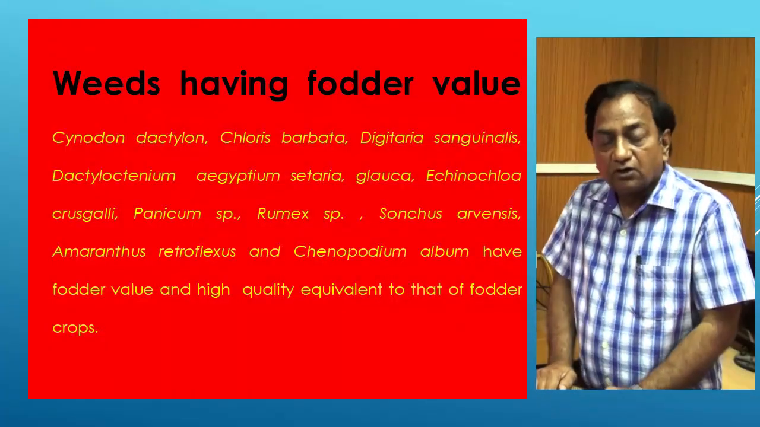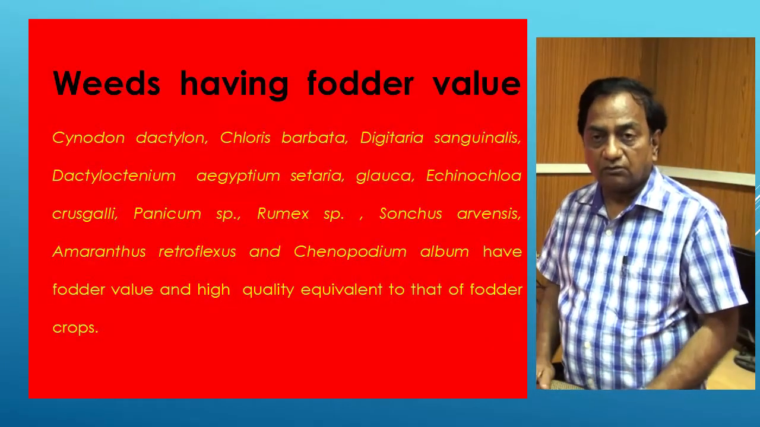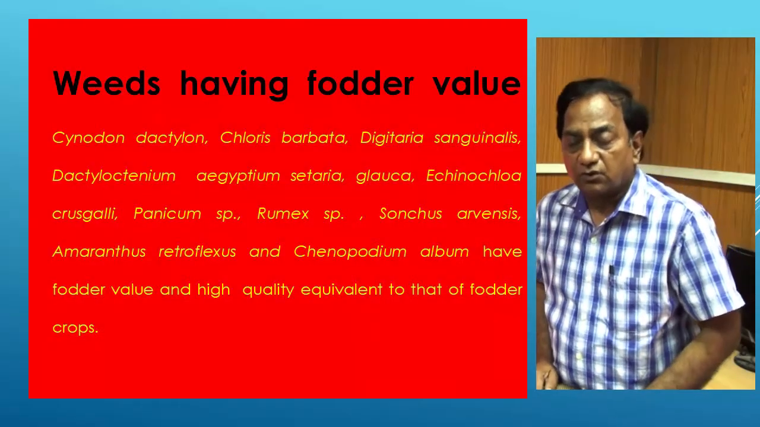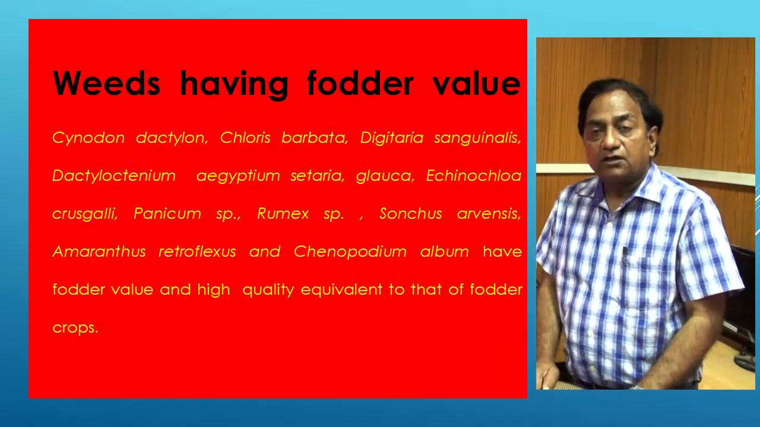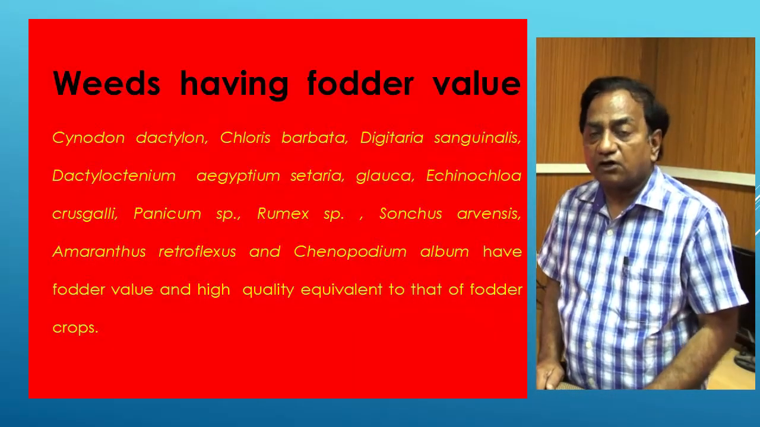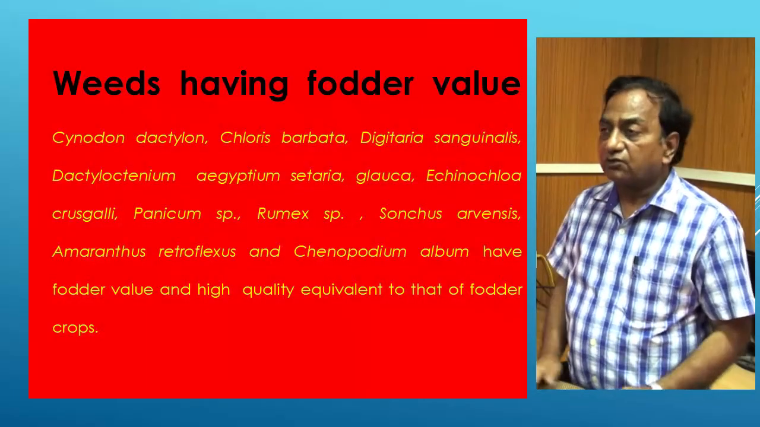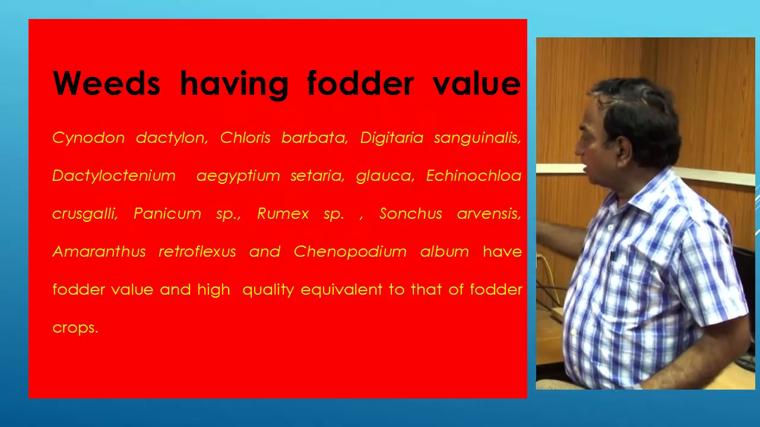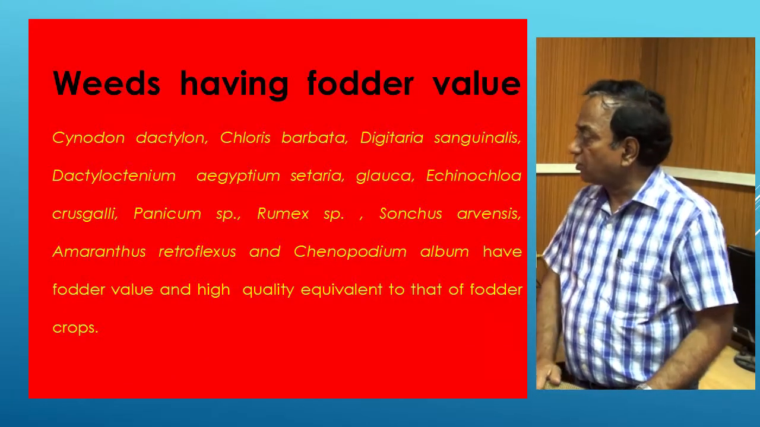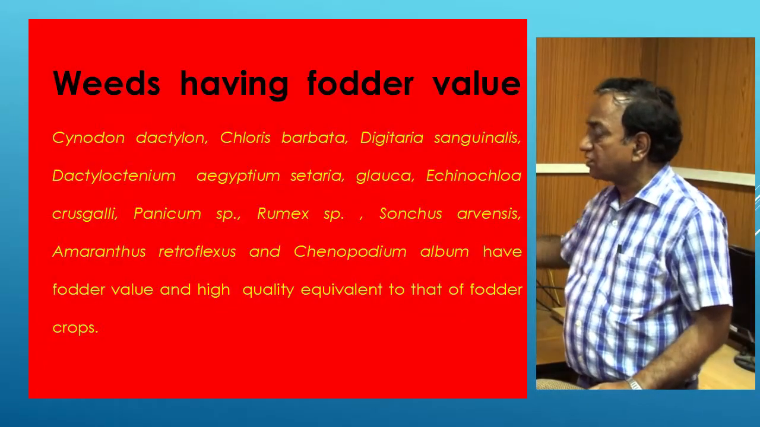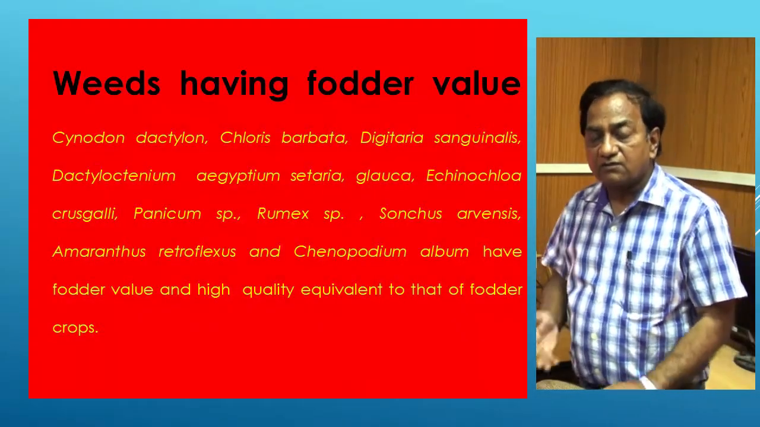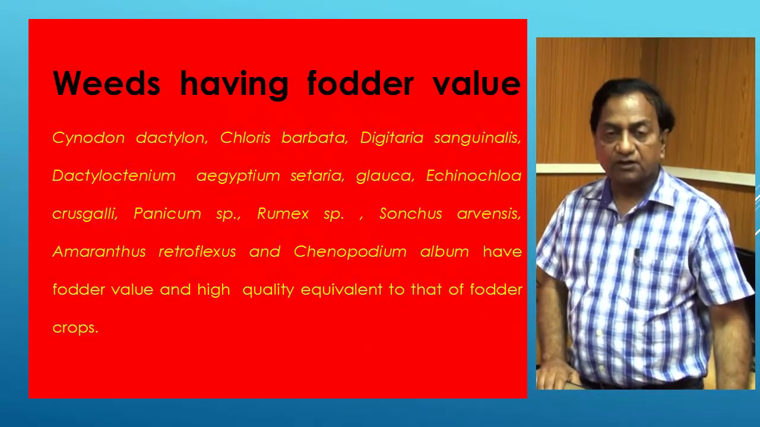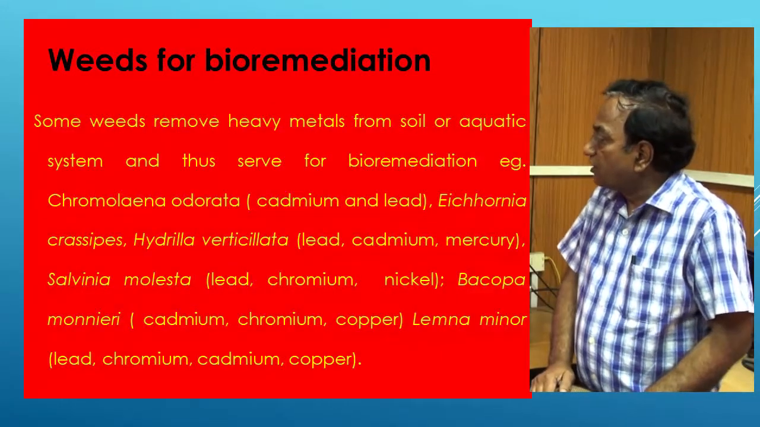Weeds having fodder value. Of course, fodder is very important for cattle for getting a good quantity of milk. But many times farmers are not able to grow fodder exclusively, so they take weeds for fodder purposes. For example, Cynodon dactylon, Chloris barbata, Digitaria similis. Many weeds coming in the Kharif or rainy season are utilized as fodder by grass cutters for their cattle.